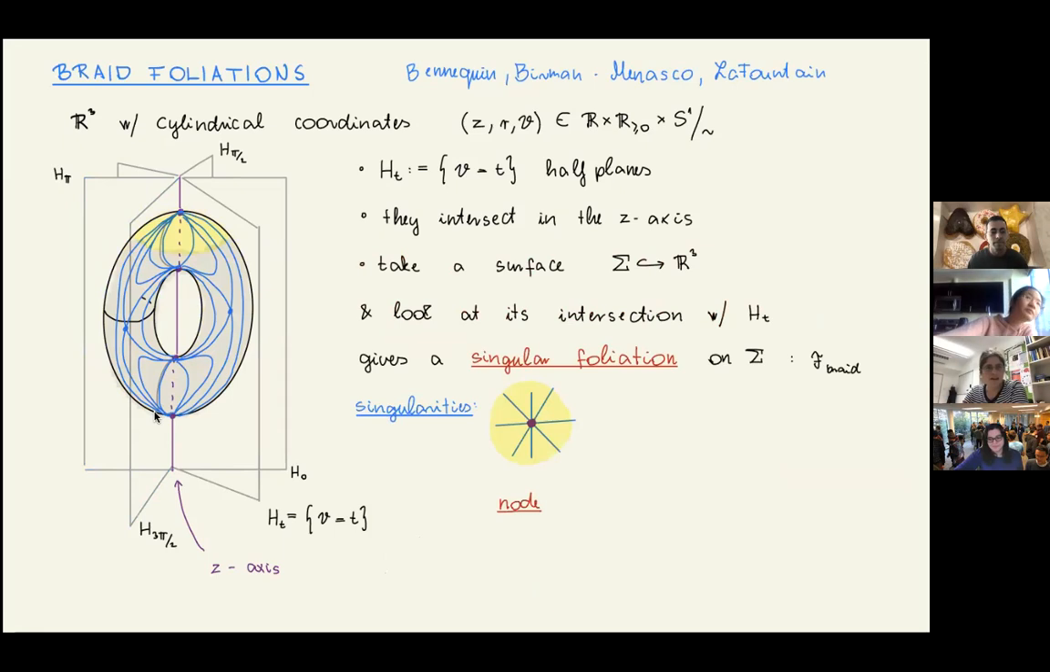And then I said that there is this node, which is just the intersection of the surface with the z-axis. There are 4 of them, 1, 2, 3, 4. And then there are hyperbolic points, saddle points. I'm going to use both. These are the points where the surface is tangent to the planes. There are 4 of them, 2 you can see and 2 you cannot see because they are in the back.